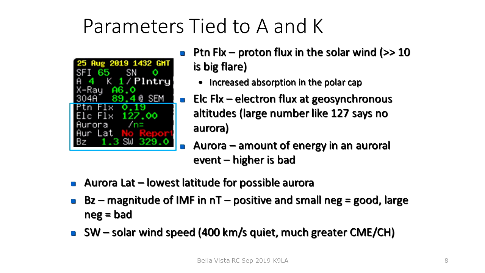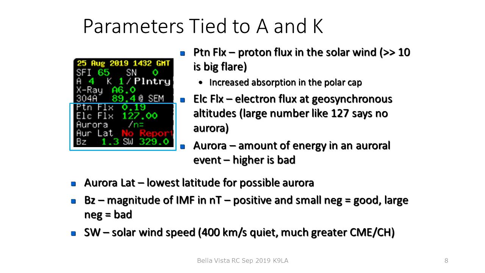The ELC FLX is the electron flux at geosynchronous altitude. In other words, measured by a satellite up at 22,000 miles or whatever that geosynchronous altitude is. A large number like 127 says there are a lot of electrons still trapped up in the Van Allen belts, so they're not coming out and causing aurora. So ideally, we'd like the electron flux to be high.